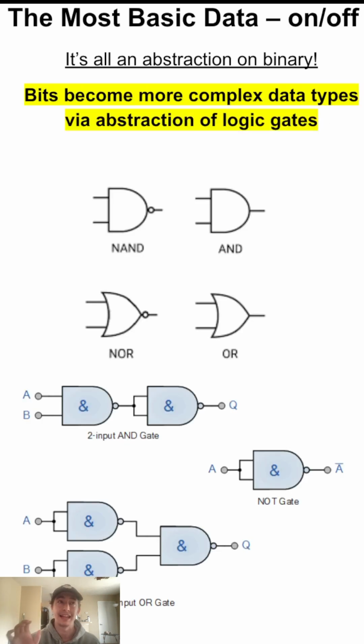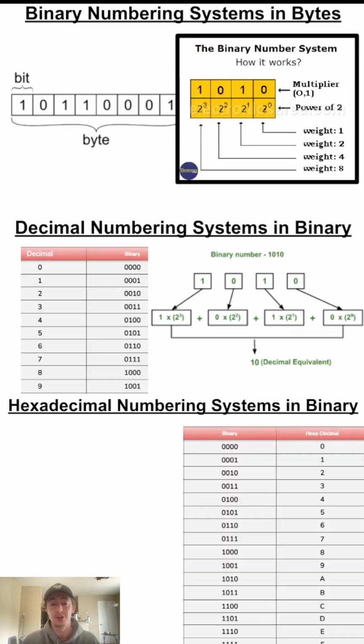We'll see that the most basic data type that everything else is really abstracting on is our on and off switch, because these logic gates are part of the actual mechanics and computer hardware itself that does the electrical currents, and they're either on or off. It's either connected or it's not.